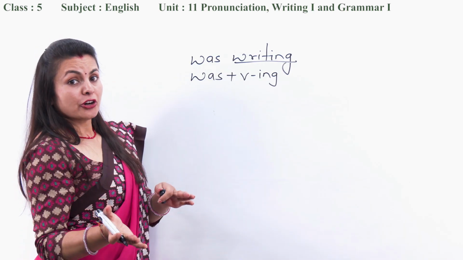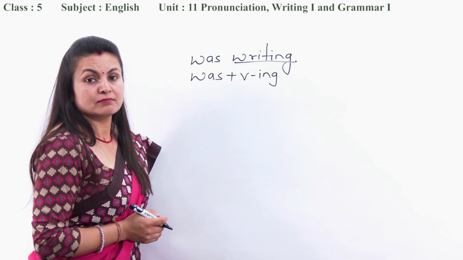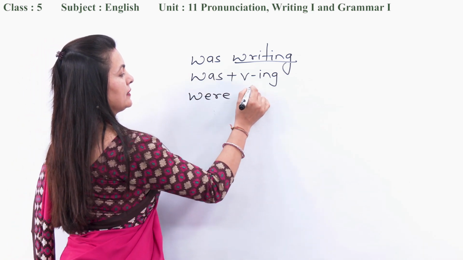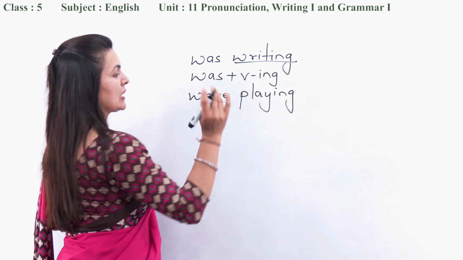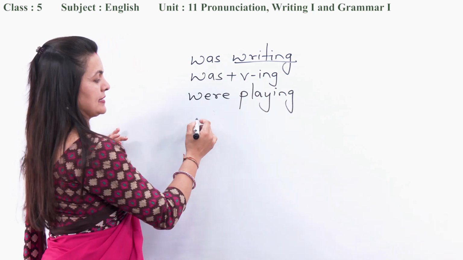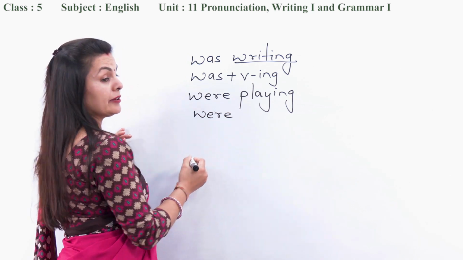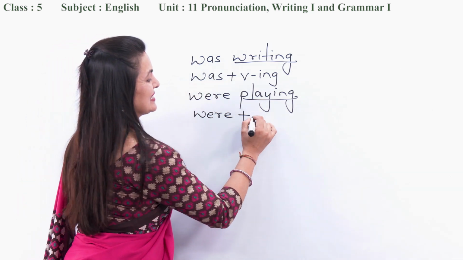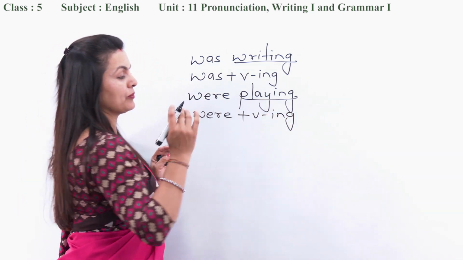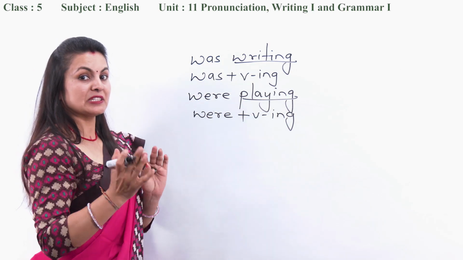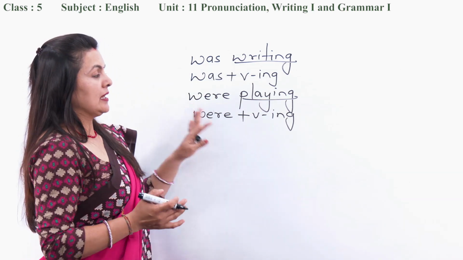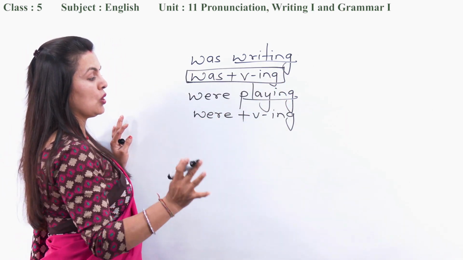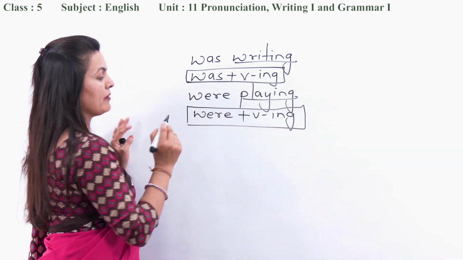Now again, what kind of other structures are used in these sentences? Yes, of course, that is were playing. So now tell me, what kind of structures are here? Yes, of course, there is were, that is auxiliary verb. And then, what kind of verb is it? Yes, that's right. Verb ing, or we can also say, yes, of course, present participle. Okay then, let's see here. What kind of structures are these? Was plus verb ing or were plus verb ing.